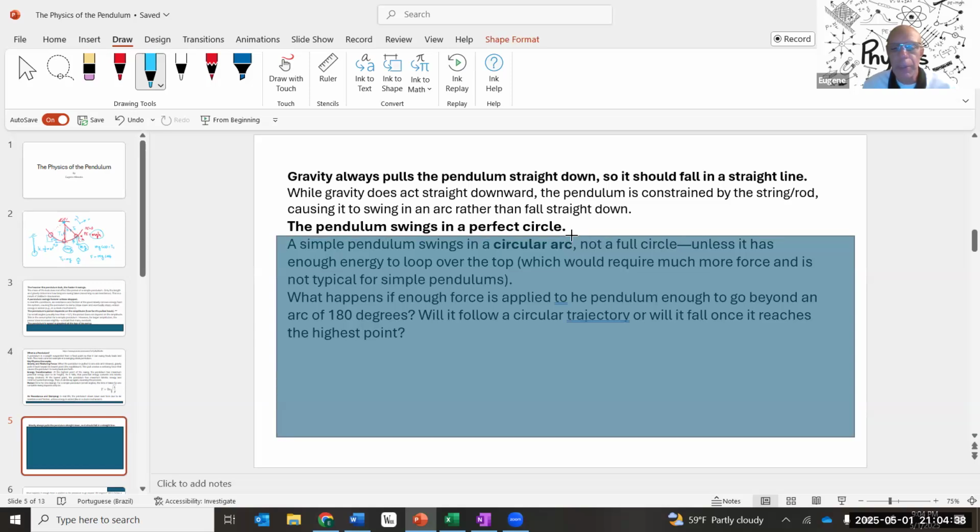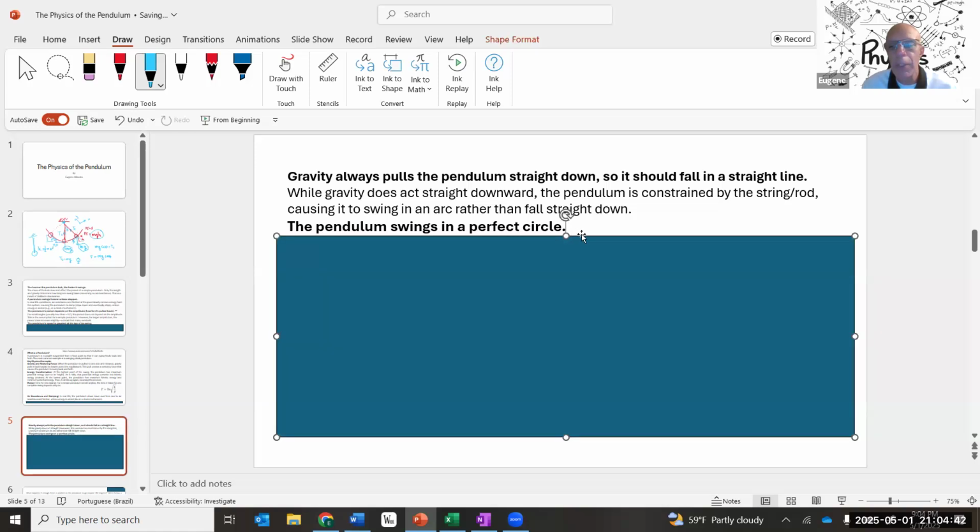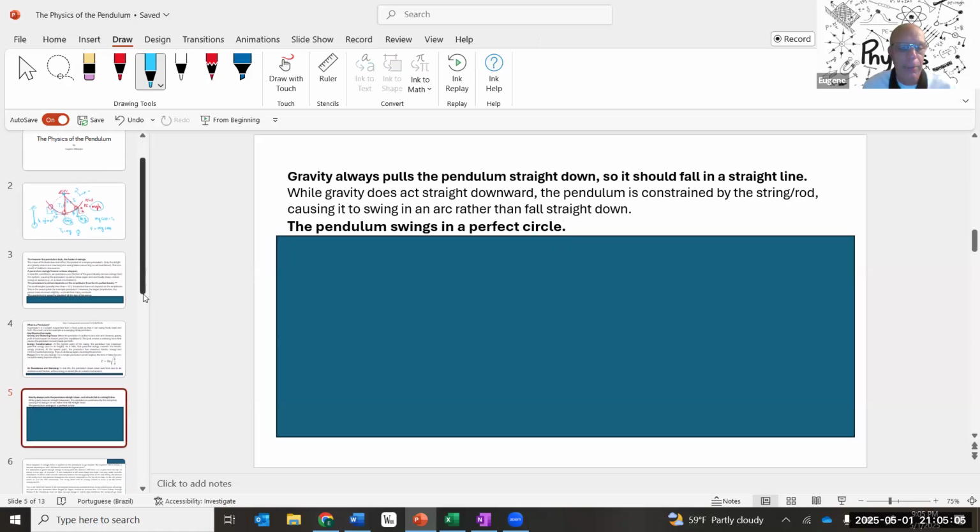So the pendulum swings in a perfect circle. Not really. It has to have a certain velocity to be moving on a perfect circle, right? If the velocity is not enough, if it goes up, it's going to fall. It's not going to continue on that circle.